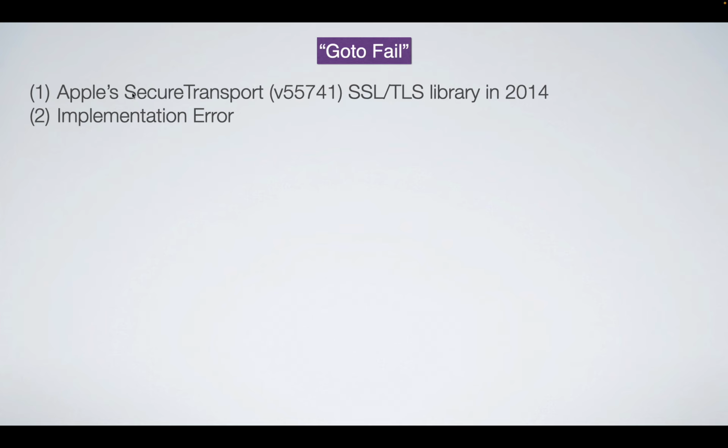So this bug affected Apple and their implementation of HTTPS, which is called Secure Transport. It's their library that's used in Apple computers. And this was a while ago, in 2014. Just to fast forward, this is an implementation error. So there's no problem with HTTPS itself. It's not a problem with the protocol. It's purely the implementation of the protocol.